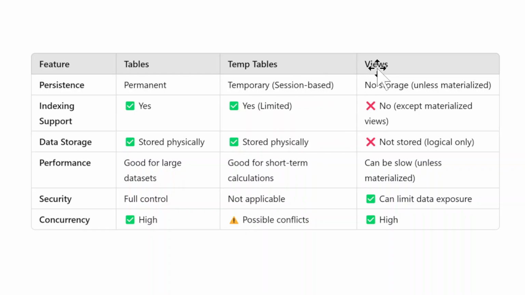Persistence, as far as views go, there's no storage. You're not storing anything until you materialize it. Indexing support: there's no indexing support unless you have a materialized view, which is beyond the scope of this class. Data storage: not stored, it's logical only, meaning all we're storing is the query. Can be slow unless you materialize it, and it can limit data exposure, security, and the concurrency is high.